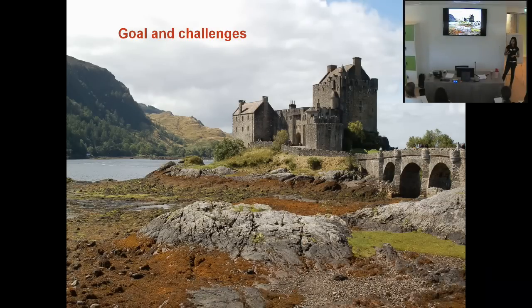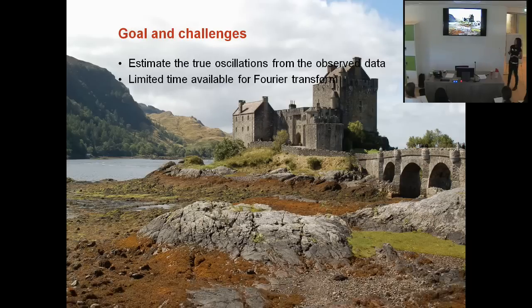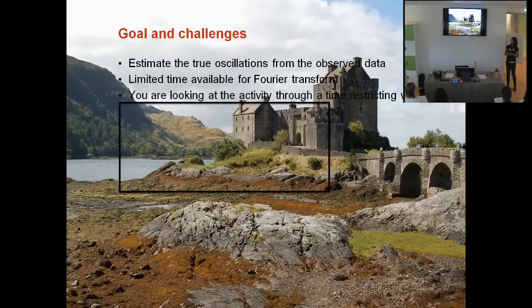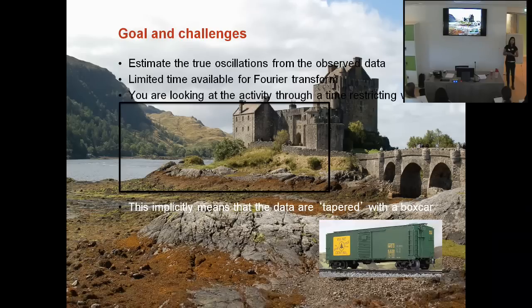Okay, so when we're doing spectral analysis, what we aim to do is estimate the true oscillations in your data, granted that you don't actually know what frequency your subject is oscillating at. And the thing is, we only have a limited time window available from the entire period in which the signal is oscillating. So that means that you have a limited time available for doing your Fourier transform. And in essence, that's like looking at your brain activity through a time-restricting window. And when that happens, it's the same as implicitly applying a boxcar taper to your signal. And I'll talk about boxcars a bit more in the next slide.